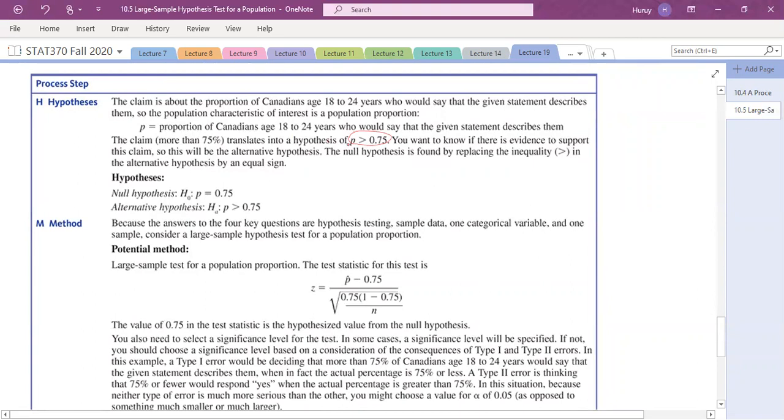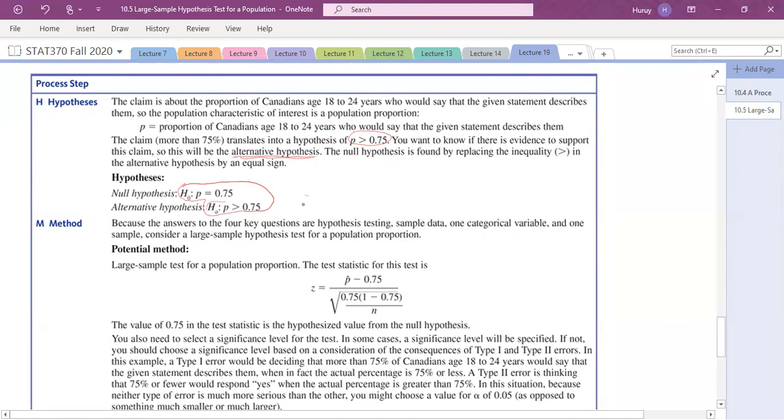Now you wanted to know if there is evidence to support this claim, so this will be the alternative hypothesis. We're trying to see if there is enough evidence to support this claim. And the null hypothesis is found by replacing the inequality with an equal sign. So here we have the two hypotheses, the null hypothesis and the alternative hypothesis. As you can see, our alternative hypothesis is one-tailed, which is the greater sign.